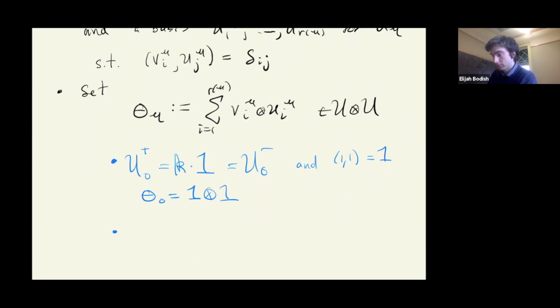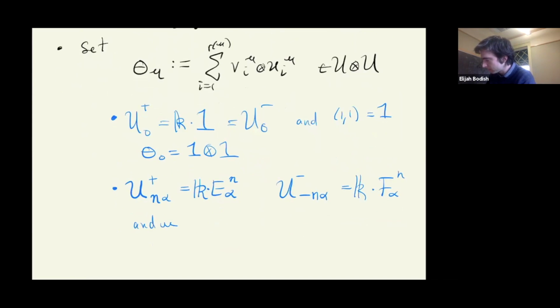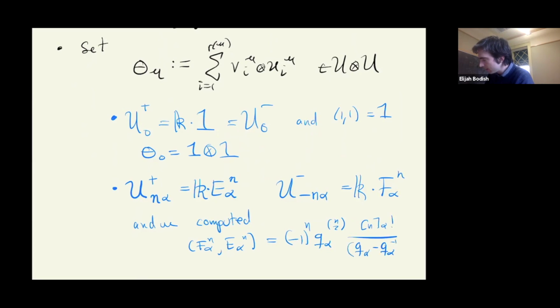The other comment is, if I look at U_n alpha plus, this is spanned by a single vector, E_alpha to the nth power. And if I look at U_minus n alpha minus, this is spanned by a single vector, F_alpha to the nth power. And we computed last time that if I pair F_alpha to the n with E_alpha to the n, I get (-1)^n q_alpha^(n choose 2), I guess should be negative. No, sorry, q_alpha to the n choose 2. And then I have n_alpha factorial divided by (q_alpha minus q_alpha inverse) to the n.